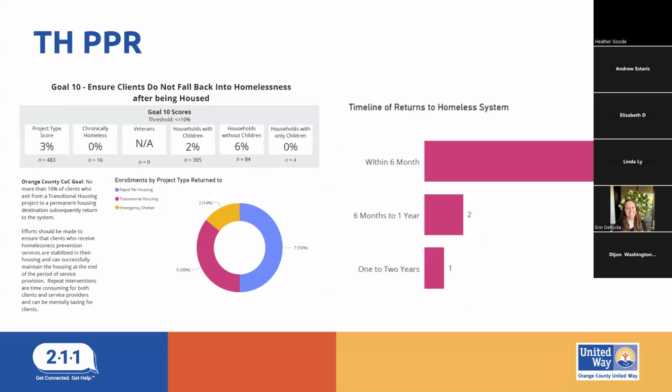And another goal that I wanted to highlight is goal 10, which ensures that clients do not fall back into homelessness after being housed from the project. For this reporting period, only 3% of clients who exited from transitional housing projects returned to the system, which still meets the threshold of 10% or less. So I just wanted to highlight this because our COC has been consistently achieving this goal, just to show the effectiveness of our projects to support clients into long-term housing.